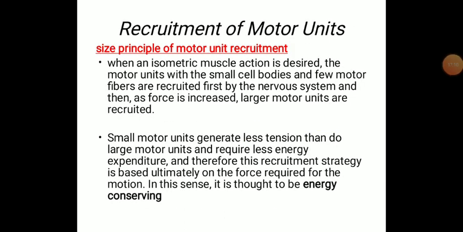So these are the basic factors that can change the basic muscle recruiting pattern, and these are the basic motor unit factors that can have some effect on force production or the muscular contractions.